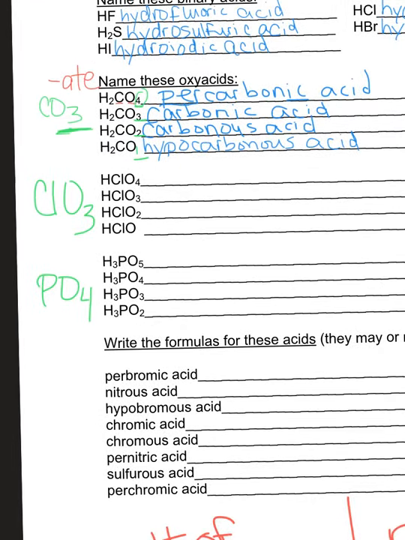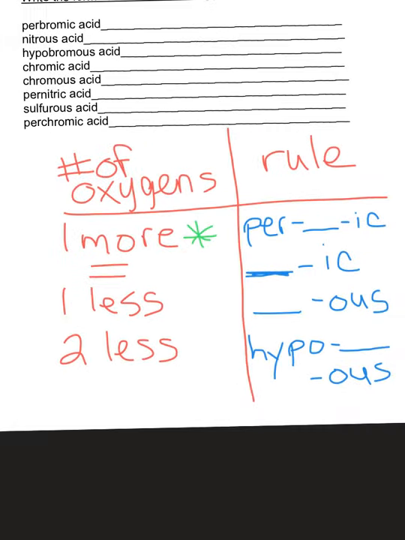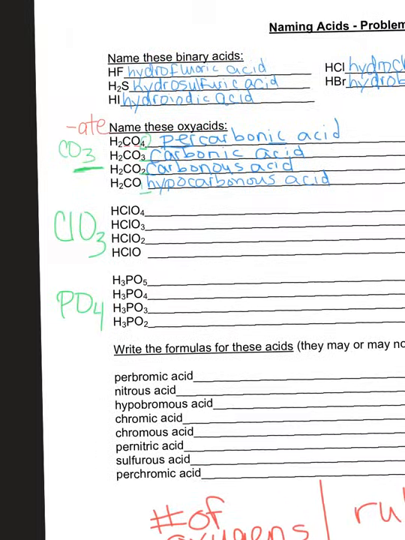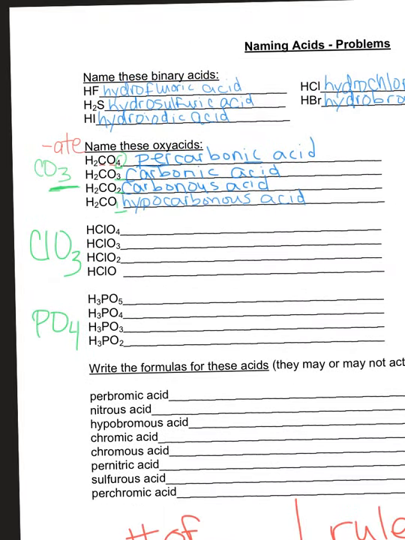Just remember these rules. One more oxygen than the reference point ion, per ic. Equal number of oxygens, ic. One less oxygen, OUS. Two less oxygens, hypo, OUS. Okay, so look over these. Look over the notes from yesterday. Try the rest of these problems on your own. And we do have a quiz coming up next week.